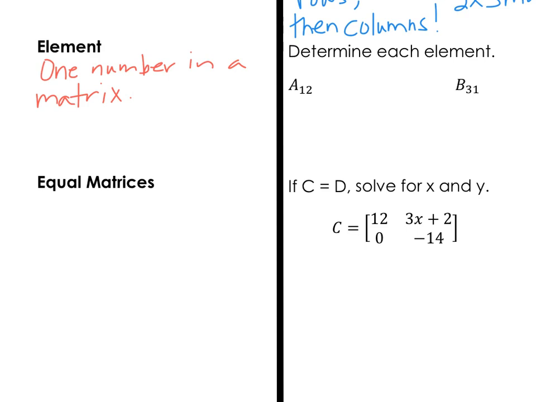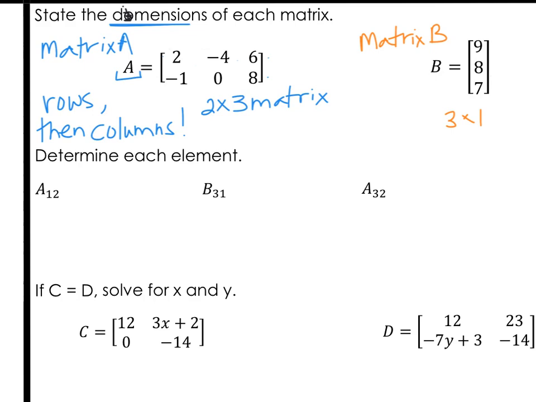Matrices are made up of elements. An element is defined as just one number in a matrix. We use the row and column breakdown to determine the element we are looking for. On the right, it says determine each element. A12. It's technically not 12. As we look at this, remember it's always rows first, column second. So what this means is that we want row 1 in matrix A and then column 2. And we want to know what number is at that location.